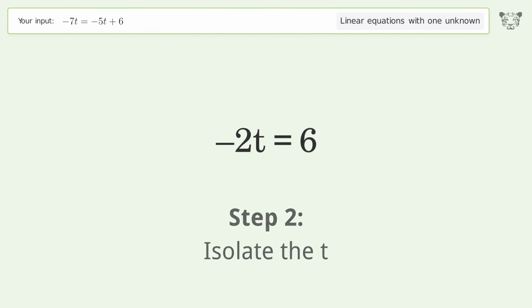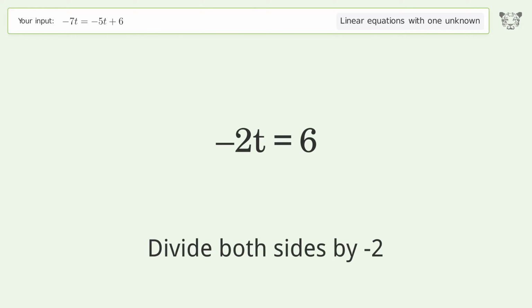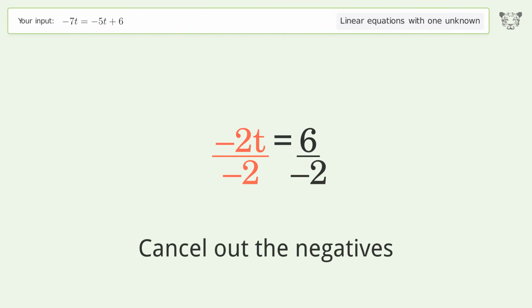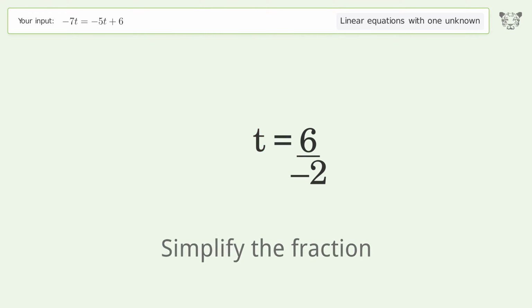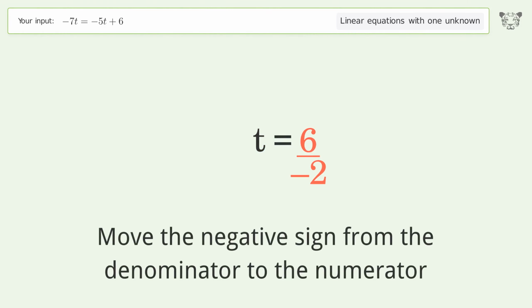Isolate the t. Divide both sides by -2. Cancel out the negatives. Simplify the fraction. Move the negative sign from the denominator to the numerator.